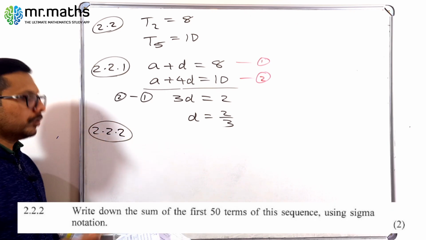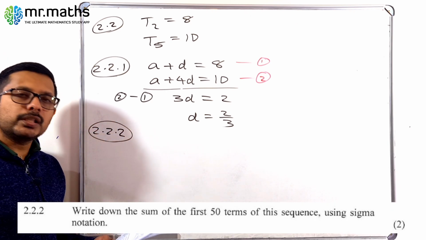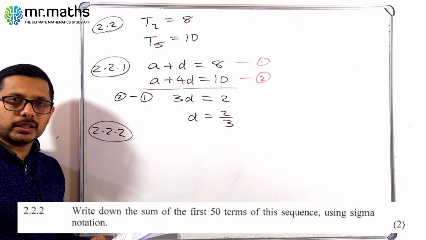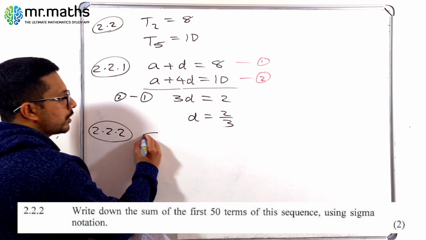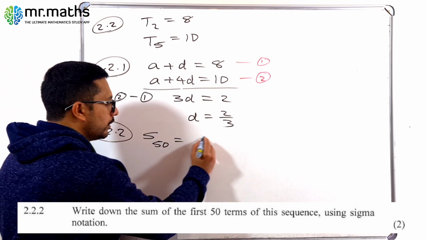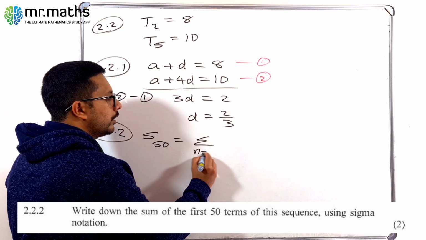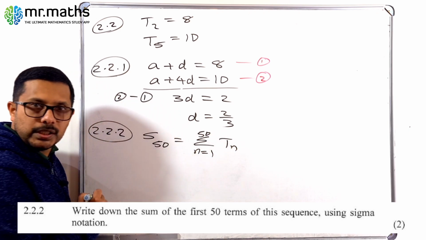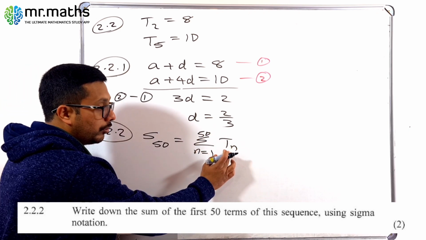2.2.2. Write down the sum of the first 50 terms of the sequence using sigma notation. So sigma notation, sum of the first 50 terms. That means you are supposed to write it like this: sigma n is equal to 1 to 50, then here you are supposed to write Tn. Am I right?